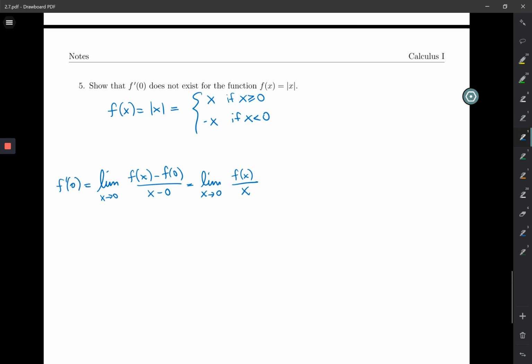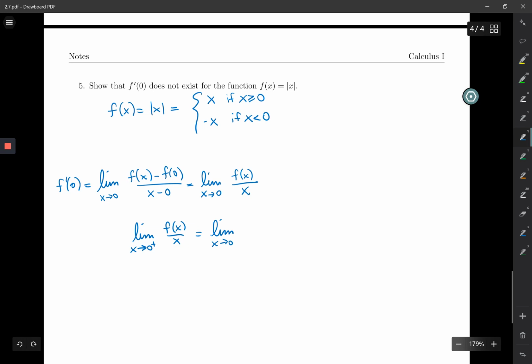We are told to show that this does not exist, so it kind of gives you a hint that you might want to look at the left and right hand limits and show that those are not equal, right? So if we look at the limit as x goes to 0 from the right of f of x over x, since x is approaching 0 from the right, any value that we might plug in is going to be greater than or equal to 0, which means that the formula we should use is just x.